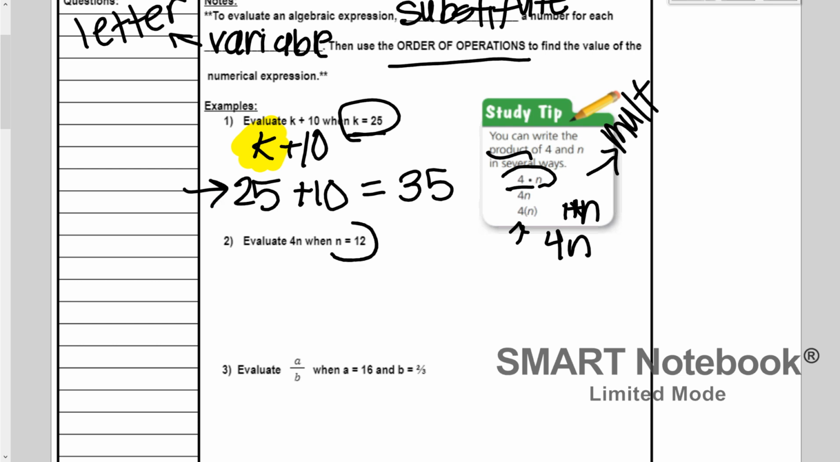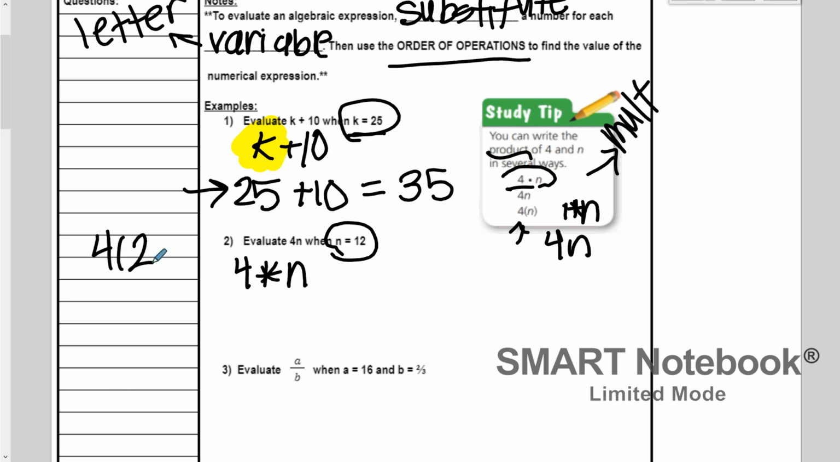So they're telling us n equals 12. I'm going to circle that so that's really obvious for us. And then 4n, remember, means 4 times n. When we have a number next to a letter, it always means multiply. So this means 4 times n. When we rewrite it, let's put that times sign in, because when we put in the 12, we don't want it to end up looking like 412.